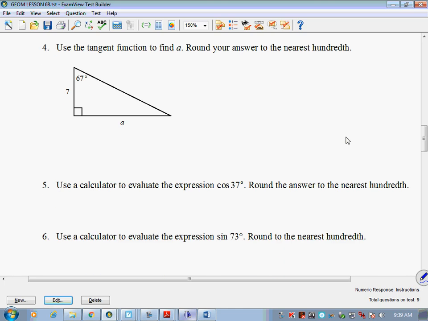Number 4. Some of these are a little easier, a little less time consuming. Use the tangent function to find A. So let's start off with tan. What should go next to tan? What went next to sine in the last question? The degree. So what should go next to tan in this question? 67. Okay, what does tan equal, class?